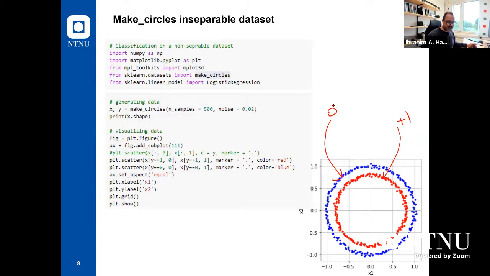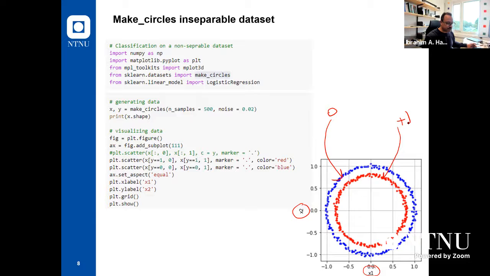And we have two classes here, and we have two features, x1 and x2. So we have two features and two classes, 0 and +1, but it's linearly inseparable. And we need to classify it. So how can we do this?